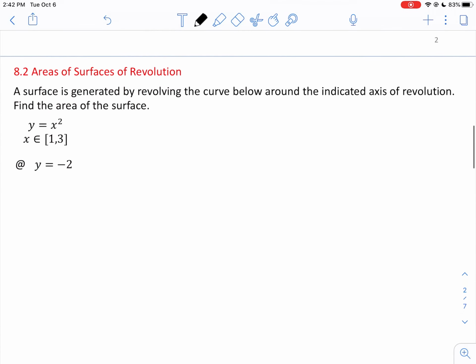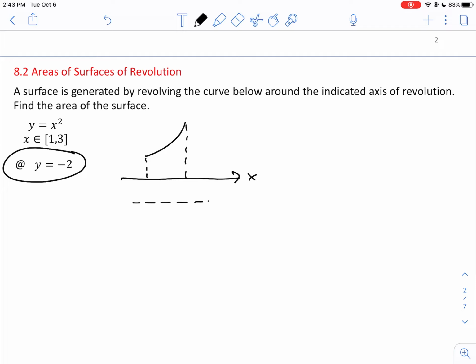Okay, we're going to do the same example, but revolve around a different line, just to see how the r changes. Once again, draw an image. Have the x-axis through here, but that's no longer the axis of revolution. We're going lower to y equals -2. Imagine a little snippet here.